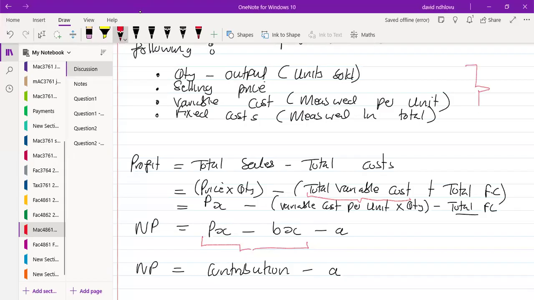We can clearly see that the profitability of the company is simply determined by these four items here. It is a byproduct of the quantity sold, which is X, a byproduct of the selling price, which is P, and a byproduct of the variable costs and the fixed costs.